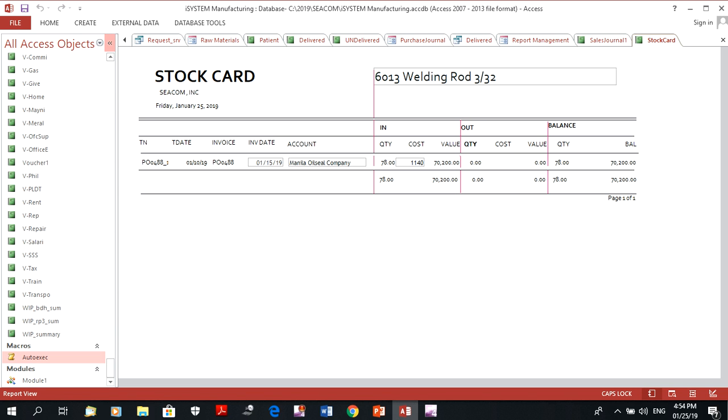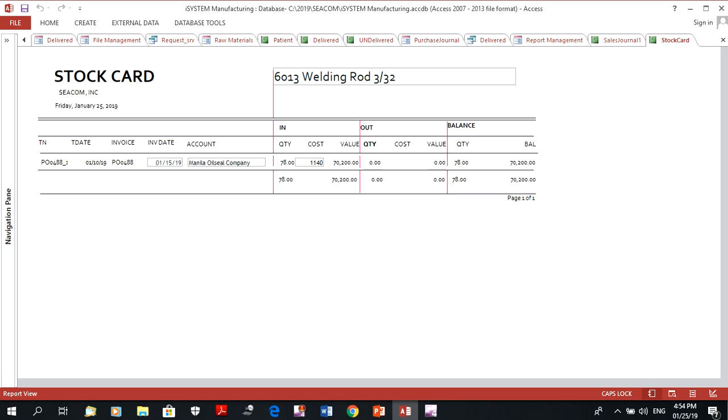Click that and notice the title is raw material. This is a welding rod, and if you've gone through the video, then you know that this is an accurate generation of a stock card because we purchased it once. We purchased it with this quantity, and that was the discounted cost over here. So you get that value. So that is your balance. Alright.